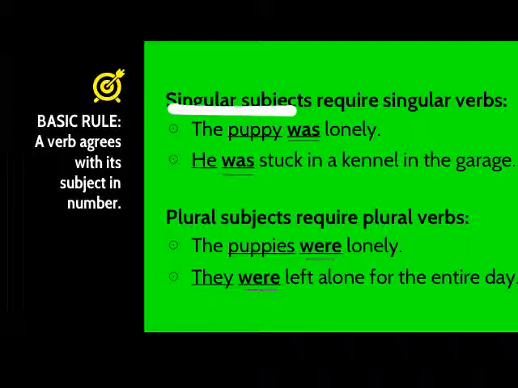If we look at the first example here, the puppy is singular, and so we need to have a singular verb that goes along with it. He is singular, so we need to have a singular verb that goes along with it. If you have a plural subject, you need a plural verb. The puppies were lonely as opposed to the puppy was lonely. They were left alone as opposed to he was stuck in a kennel.